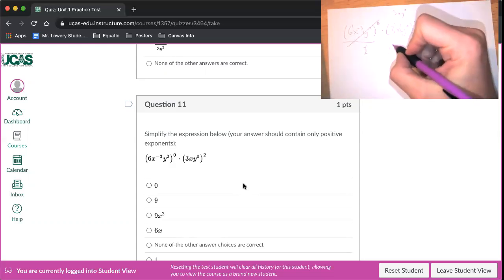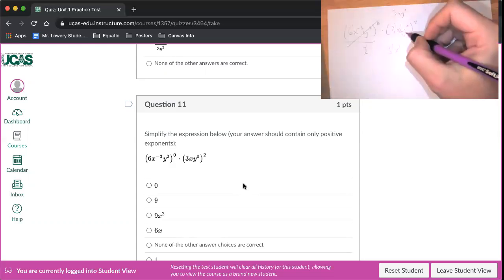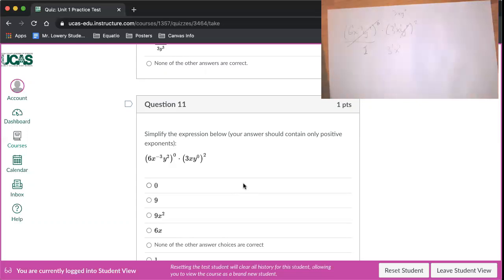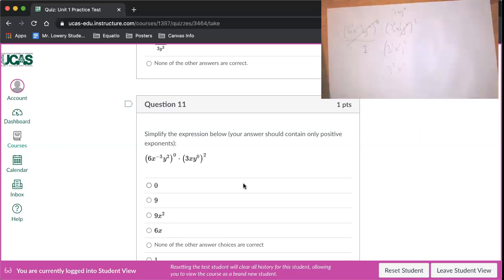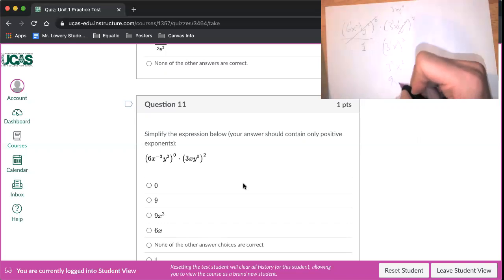Okay, so this is going to be 3 to the 1, x to the 1, y to the 0. Again, that's just 1. And 3 times x times 1 is just 3 times x. We still got that 2 in there. All right, so we want to take 3 to the power of 2 and x to the power of 2 using our power of a product and power to power. And this is going to be 9x squared because 3 squared is 9.